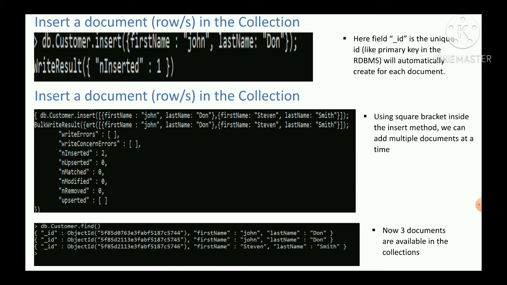If I want to list all the records available in the collection, I need to give db.customer.find. If I execute this command, it will show how many records we inserted. 3 records, right? So it shows 3 records.